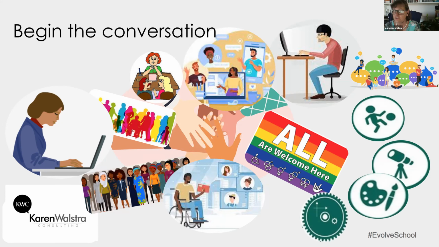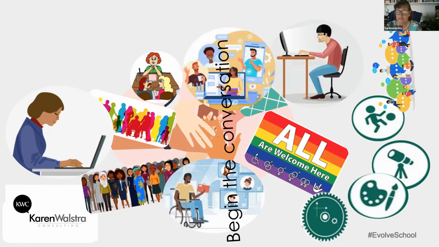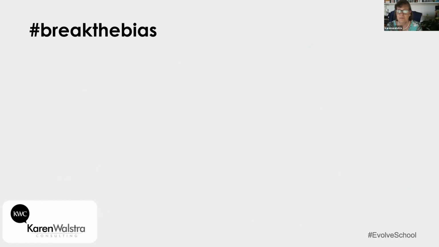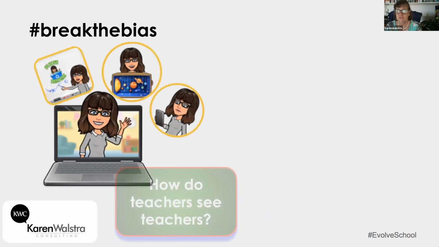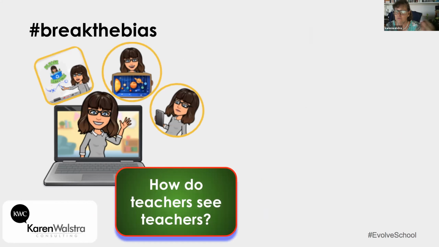Doesn't matter what you're teaching or how you're teaching and who you are, but I think it's important to have the conversation to break down the bias. So for me, to break the bias, we need to actually say, how do we as teachers see each other? How do we relate to each other? How do we respect each other? How does leadership in school respect all the teachers?